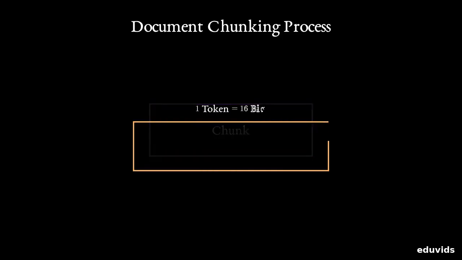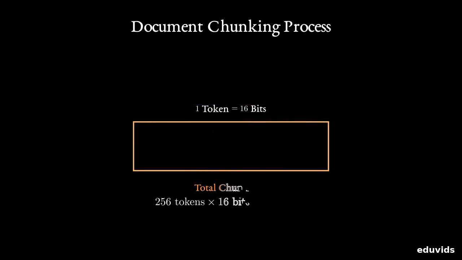Imagine a long book chopped into pages. In our system, each chunk contains 256 tokens, where every token is 16 bits long. This makes each chunk exactly 4096 bits.